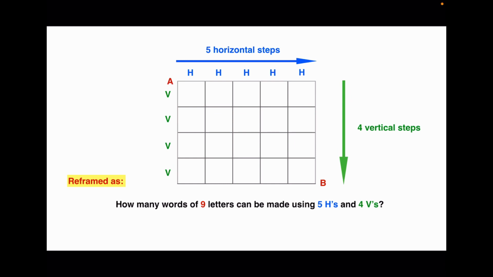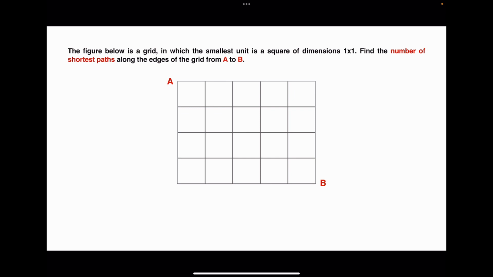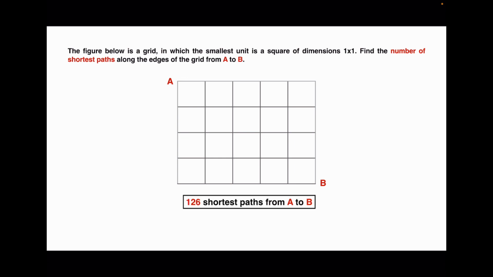And the answer to that is factorial 9 divided by factorial 5 times factorial 4, which gives us 126. So now if we go back to our original problem, the number of shortest paths along the edges of the grid from A to B is 126. And that's your answer. Congratulations, you solved it.